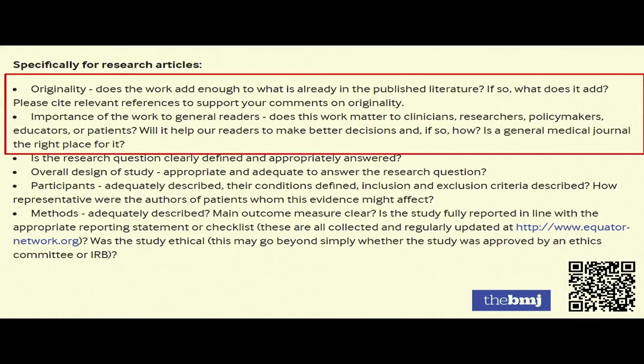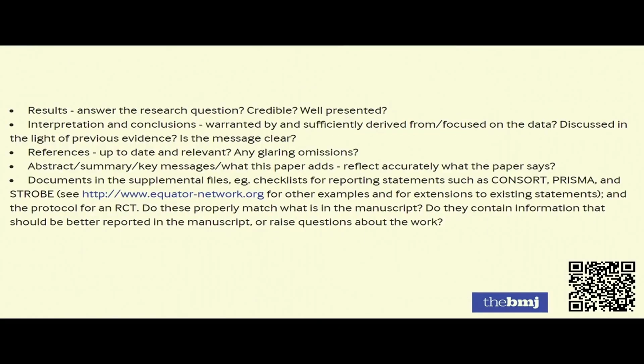Okay, Brian talked about originality. I think that's important, but I also think there's a place for replication science. And so again, this is part of what you need to think about as a reviewer. Is it original? And if it's not original, is it important? Does it add to the original study that was out there? And what's the importance to readers? And is the interpretation of the results warranted?